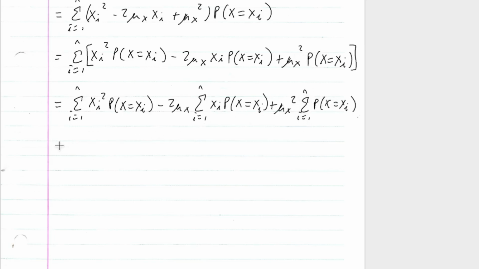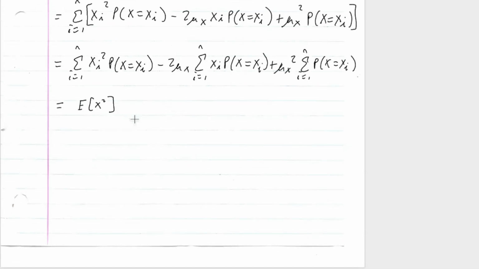And this is equal to, by definition, the expected value of X squared, minus 2 mu of X, and then this here is the definition of the expected value of X, and then plus mu of X squared. And then the sum from 1 to n of all the probabilities, we know for any distribution, the sum will be 1.